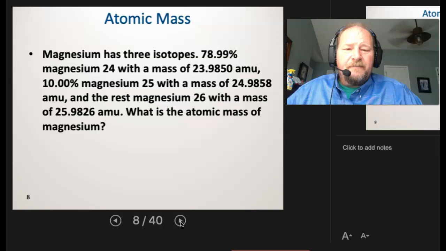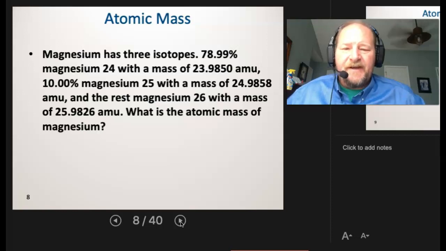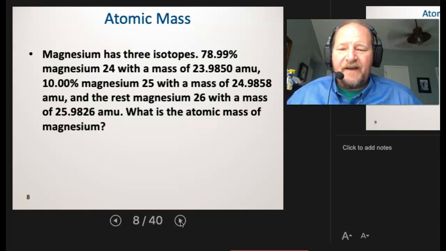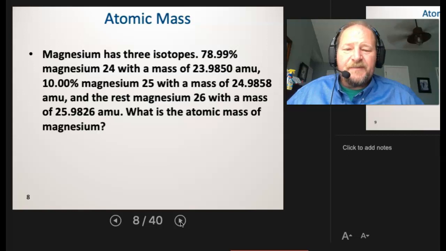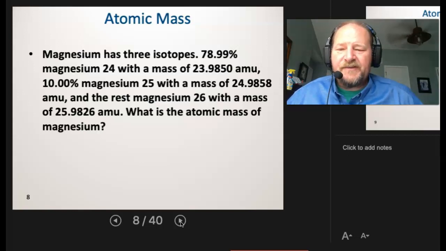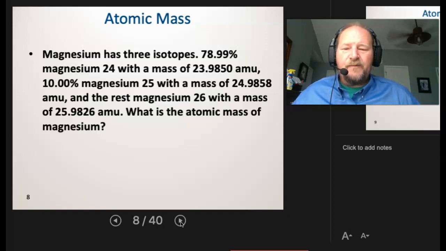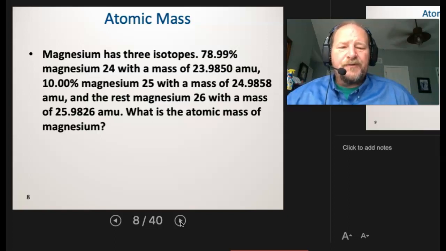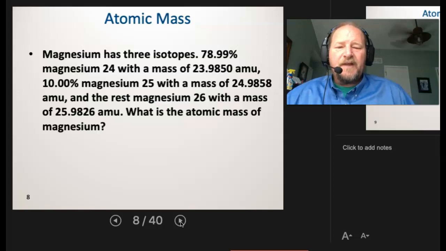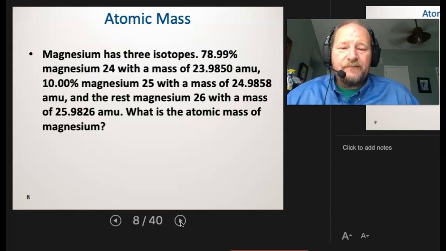is try another problem. Magnesium has 3 isotopes, 78.99% magnesium 24 with a mass of 23.9850, 10% magnesium 25 with a mass of 24.9858, and the rest is magnesium 26 with a mass of 25.9826. What is the atomic mass of magnesium? So again, we'll take each one of those percentages, we'll turn them into decimals, and then multiply them by the AMU value. Then sum up those 3 numbers.